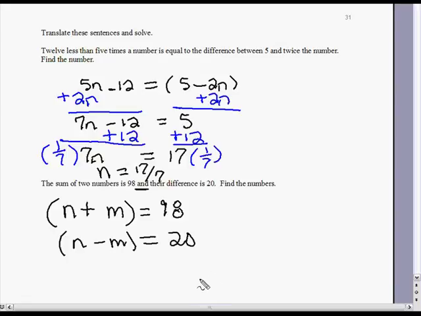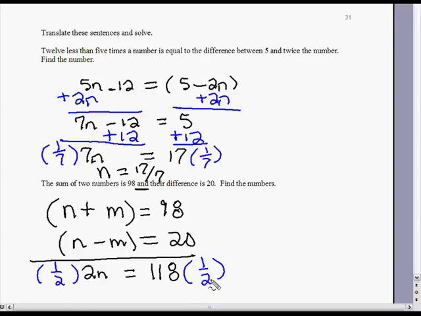Now, if you'll recall back from beginning algebra, when you have two equations with two unknowns, one of your options is to add the two equations together if one of the variables will go away. So here, if I add, my m's will go away, and I have 2n is equal to 118. Solving for n, I can multiply both sides of the equation by 1/2. n equals 59. To solve for m, we can go back up to one of the original equations and plug this in.